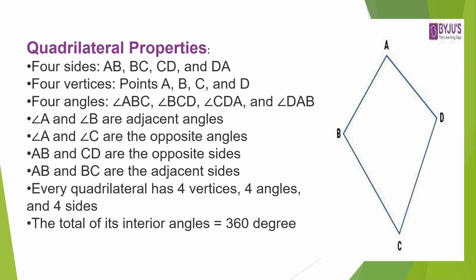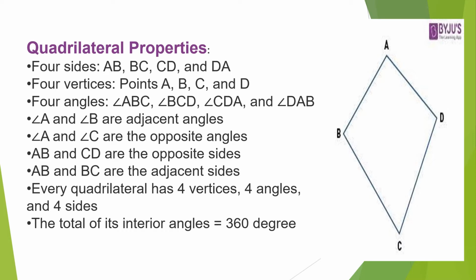Children, totally there are 4 pairs of adjacent angles. Adjacent angles means any two angles which share a common side. Children, here angle A and angle B. If we consider the examples angle A and angle B, for these two angles, side AB is common. So these two angles are considered as adjacent angles.